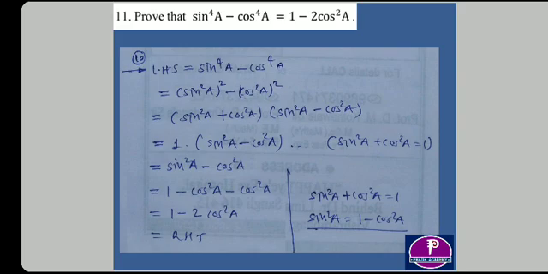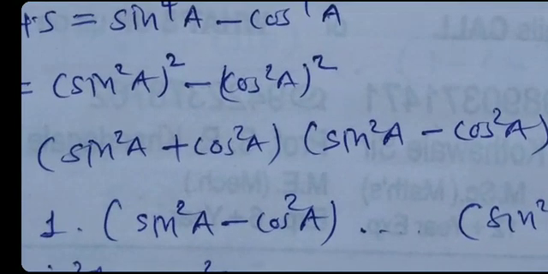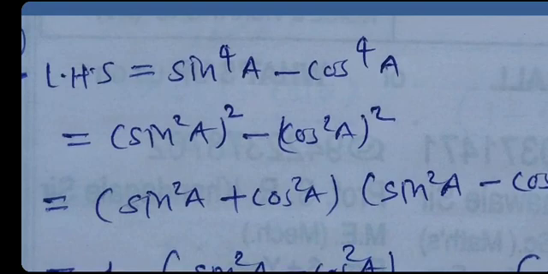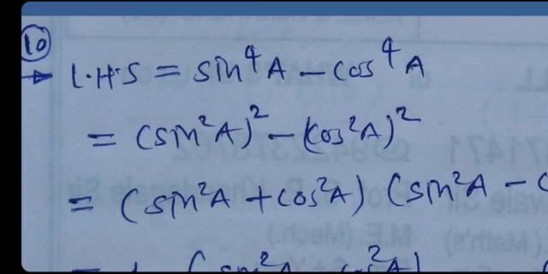Okay, next is: prove that sin raised to 4A minus cos raised to 4A is equal to 1 minus 2 cos square A. So here again consider LHS. It is sin raised to 4A minus cos raised to 4A. Sin raised to 4A can be written as sin square A bracket square, minus cos raised to 4A can be written as cos square A bracket square.